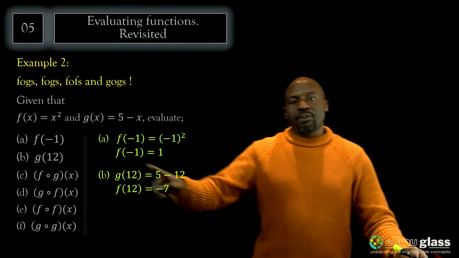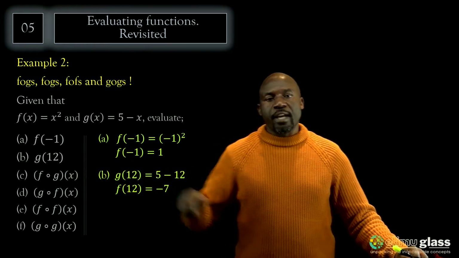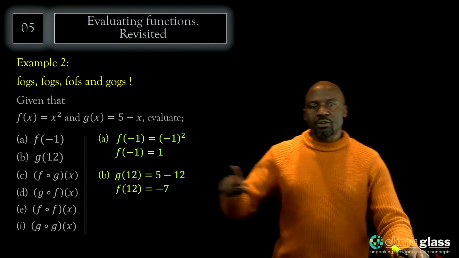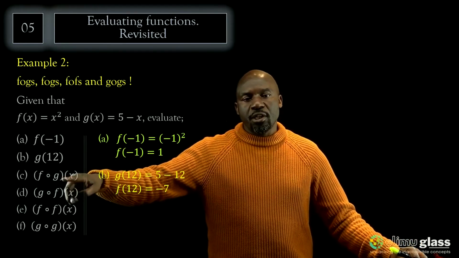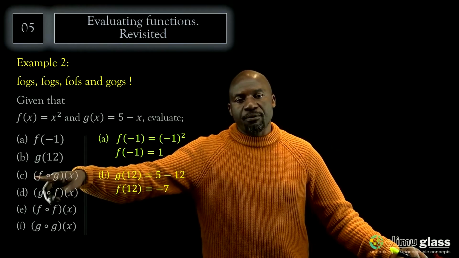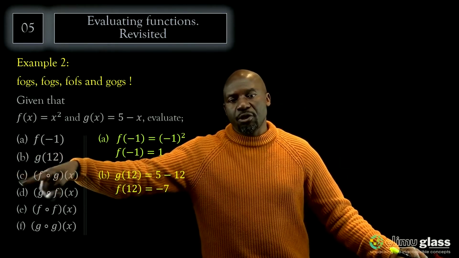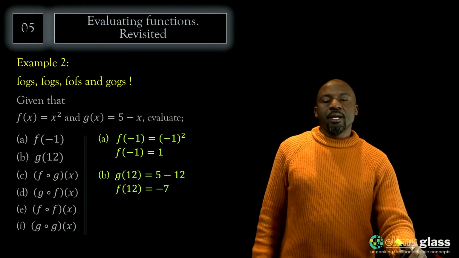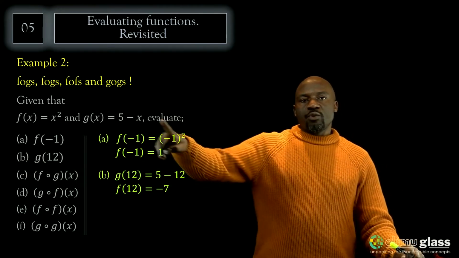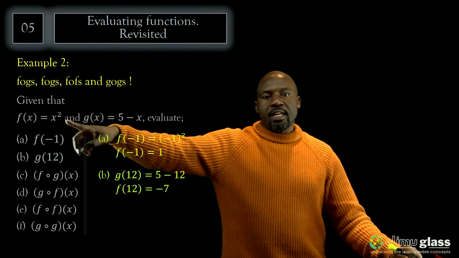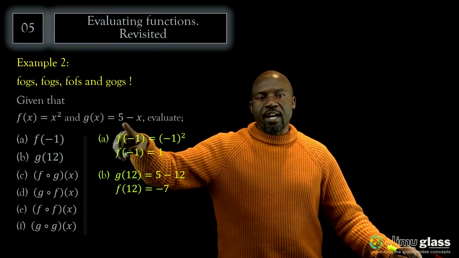Next, we want to find f of g of x. This means g is being fed into f. The function on this side is fed into the function on the far left. So we are taking this and putting it in there. So we are going to have 5 minus x.